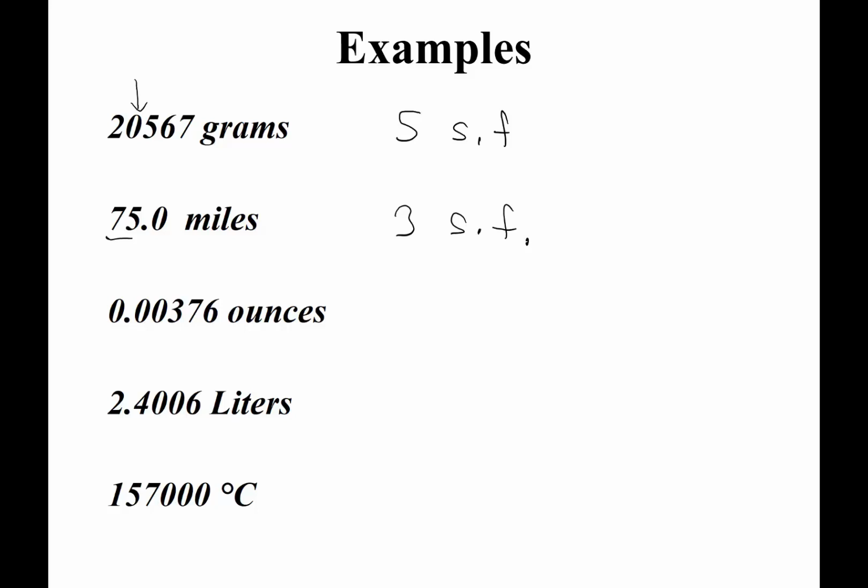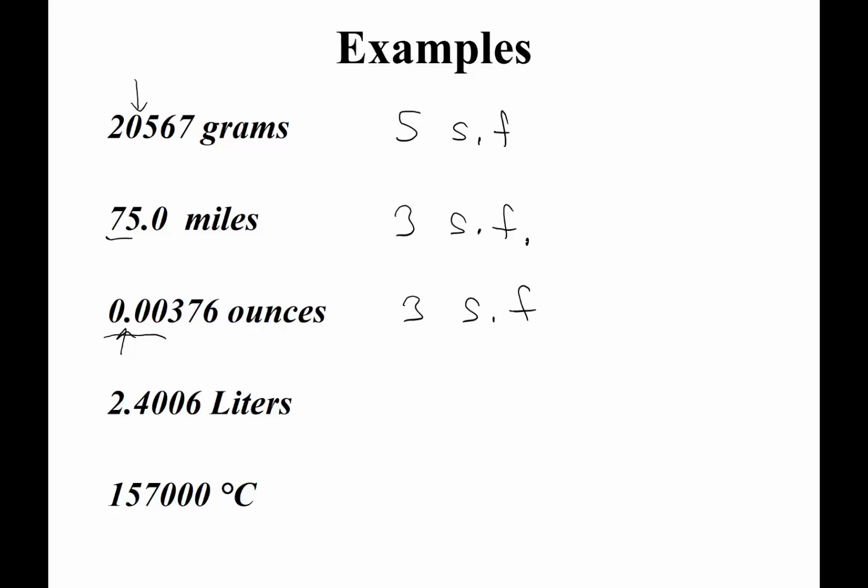Here we have 0.00376 ounces. The zeros in front of a number here don't count even though there is a decimal, because there is no number before that first zero. Before the decimal, there's no number. These are just placeholders. You can't eliminate those zeros because it would change the magnitude. You can't just write 376. That's completely different than 0.00376 ounces. So here we also have 3 significant figures.